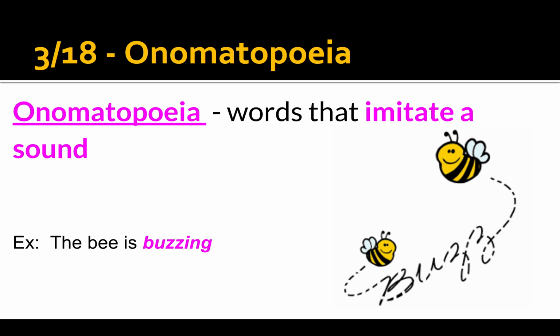So today I want to talk about people's favorite figurative language, onomatopoeia, just because it is a crazy long Greek word, but it's actually very simple. An onomatopoeia is words that imitate a sound. For example, the bee is buzzing.